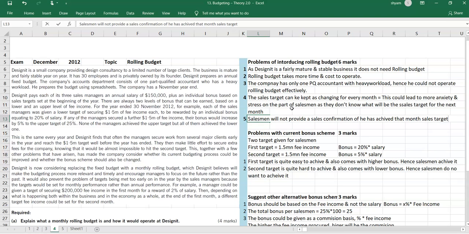Okay, salesmen will not provide a new sales deal once he has achieved that month's sales target. So once you have achieved a sales target, he will not tell anything more than that.